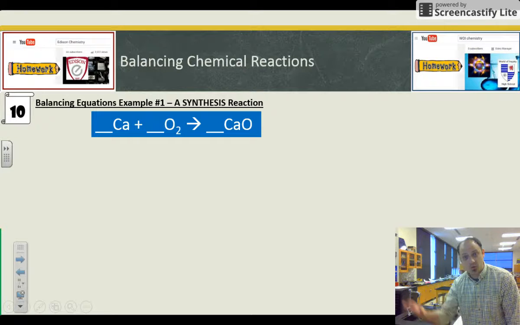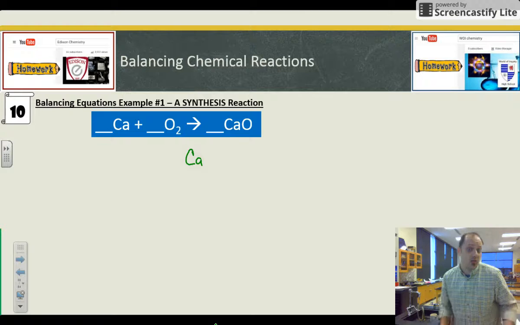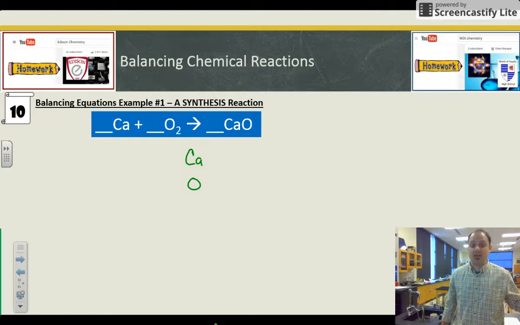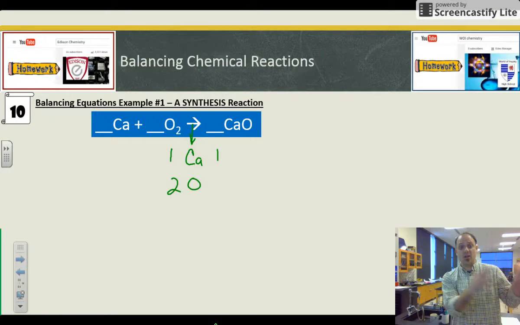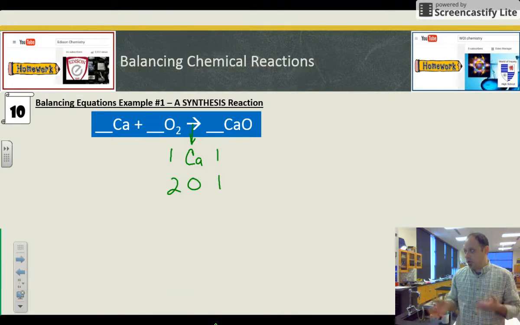Okay, ready? Mr. Milks is going to first list the elements that are involved. He sees he's got calcium and oxygen. And notice I'm going to do that right underneath the arrow so I can do left side, right side better. And he's going to tally the number of calcium atoms on the left and the number of calciums on the right. And now we see, we've counted and we're comparing. The calciums match. That's good.